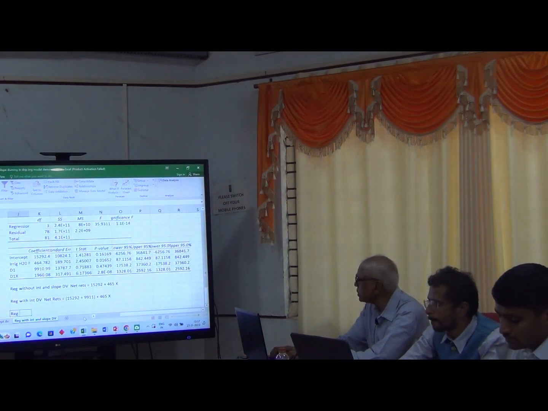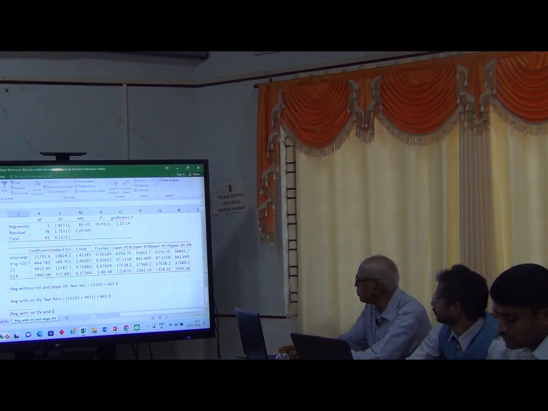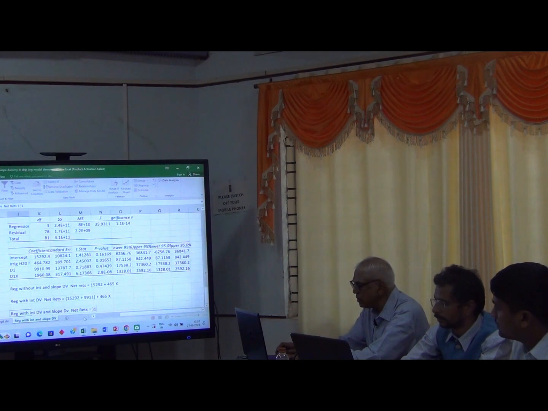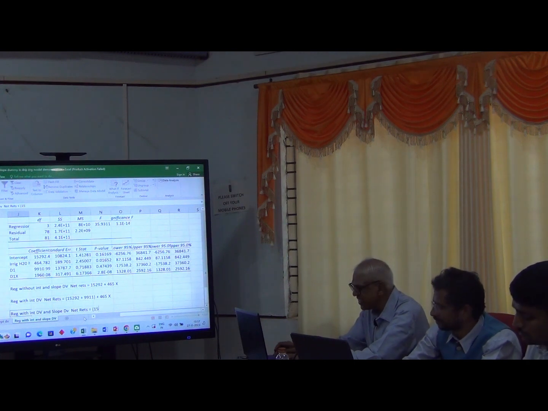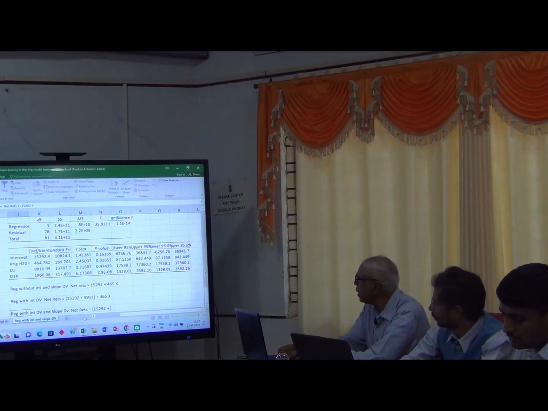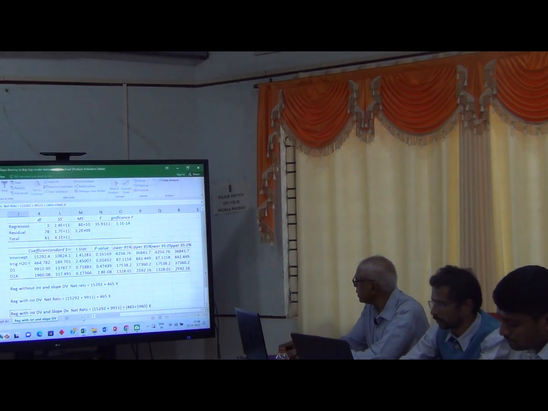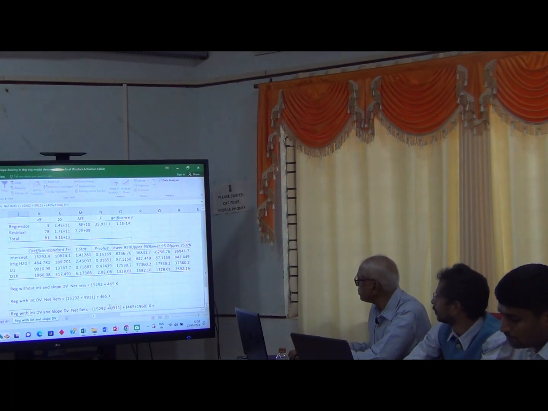Now regression with intercept and slope. Net returns is equal to 15,292 plus 9911 plus x into 465 plus 1960 x. The important thing is, all of you please write this down. I am telling you to write it down. It's not necessary for class, but 15,292 will help you. That is equal to, ready? Is the value ready?